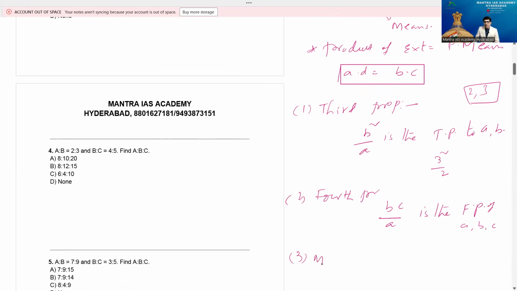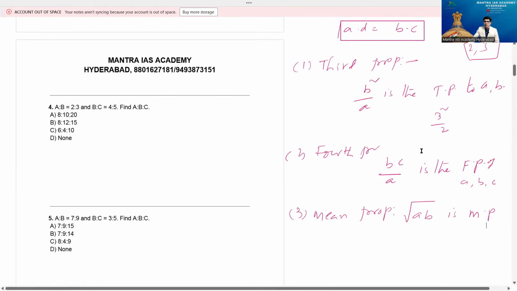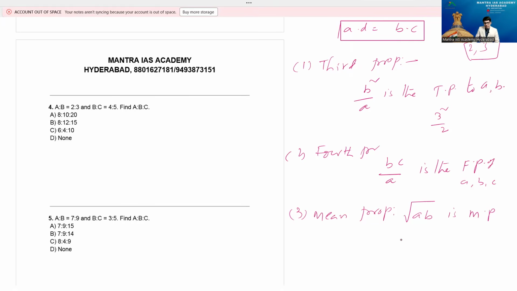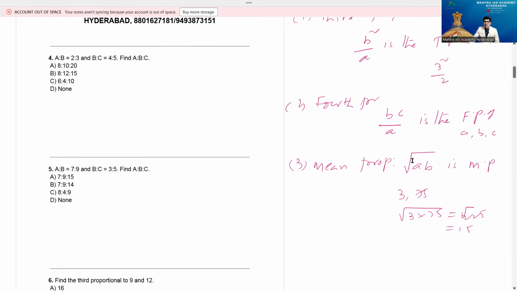A very important point in this case is the mean proportional. The root of AB is called the mean proportional between A and B. For example, take 3 and 75. 3 into 75, how much is it? Root of 225. It comes out as 15, which is the mean proportional between 3 and 75.